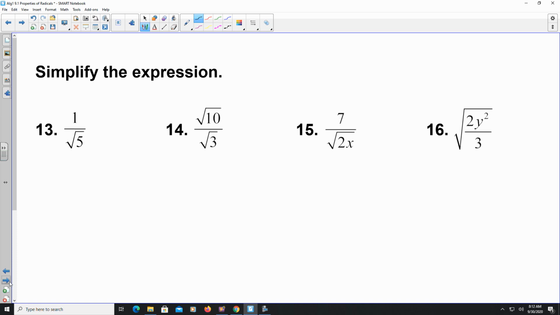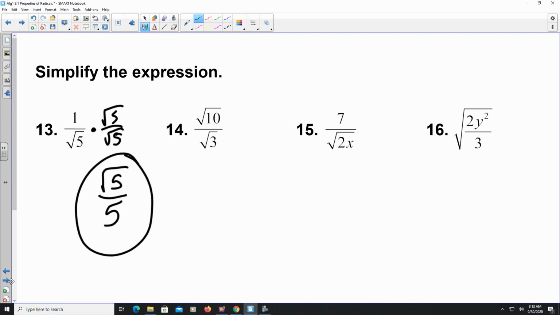So if we looked at these examples here, we would have, for the first one, square root of 5 in the denominator. This one you're just going to take square root of 5 times square root of 5. Square root of 5 times square root of 5 is 5. And 1 times square root of 5 is square root of 5. So my result is square root of 5 all divided by 5.